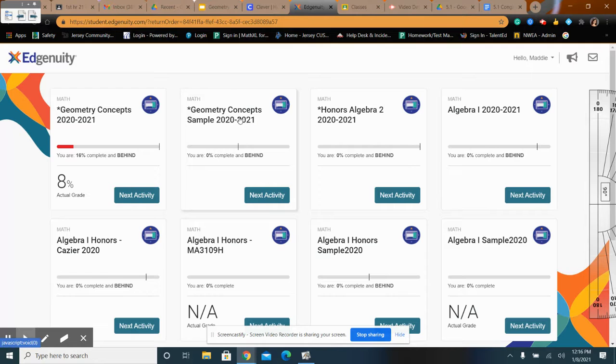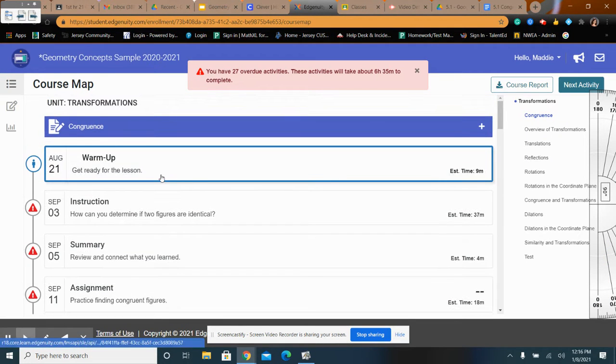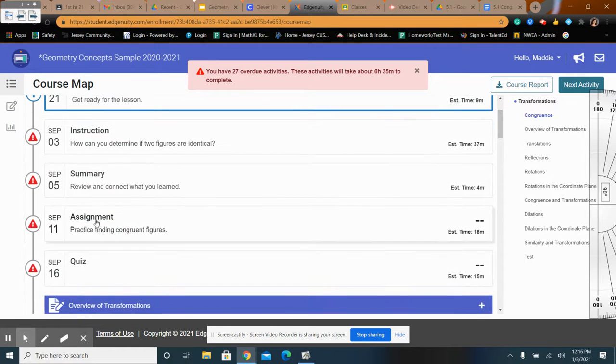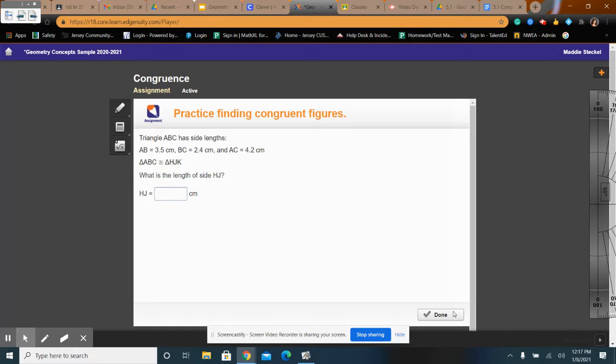I click next activity. Click on the subject. We're looking for congruence. You see where congruence is? And we're going to go to assignment. They're going to talk to us.